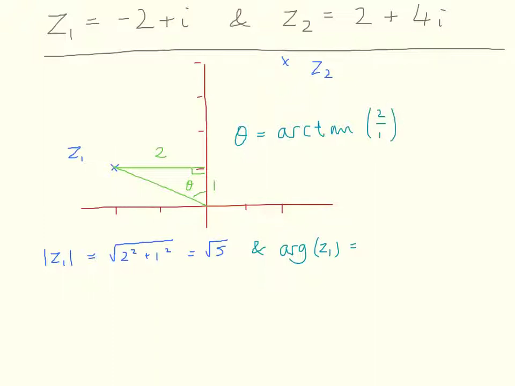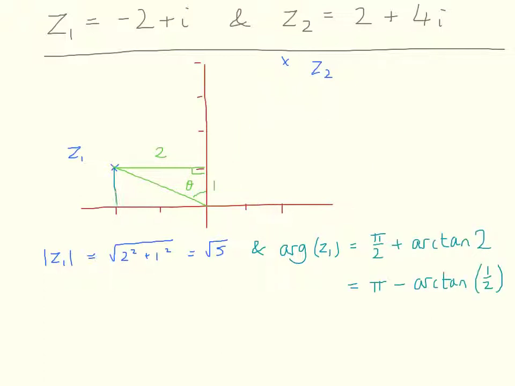But the angle we want, the argument, starts at the positive x-axis and is measured anti-clockwise, so it's actually pi by 2 plus that angle. Alternatively, we could have worked out this angle instead, which is arctan of a half, and then subtracted that from pi. So there are two possible ways of writing the argument, equally good.